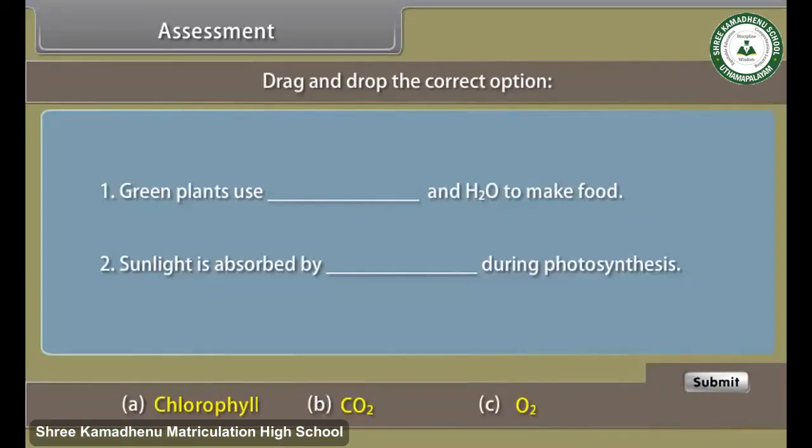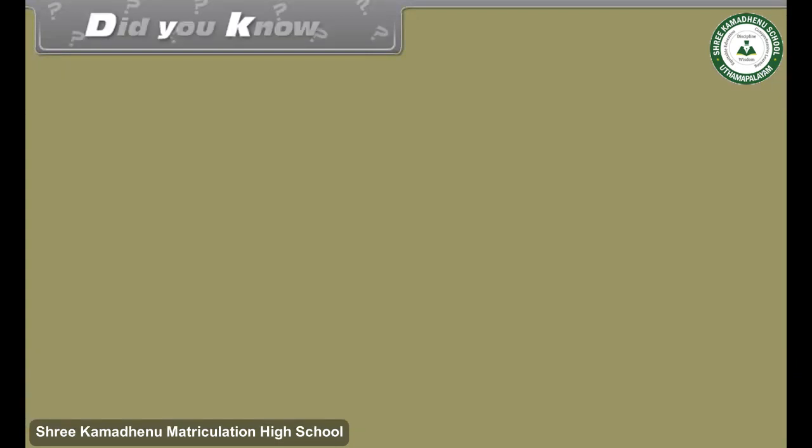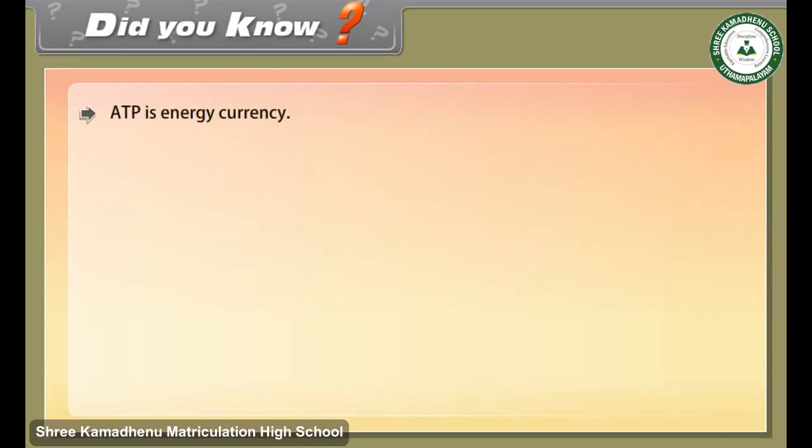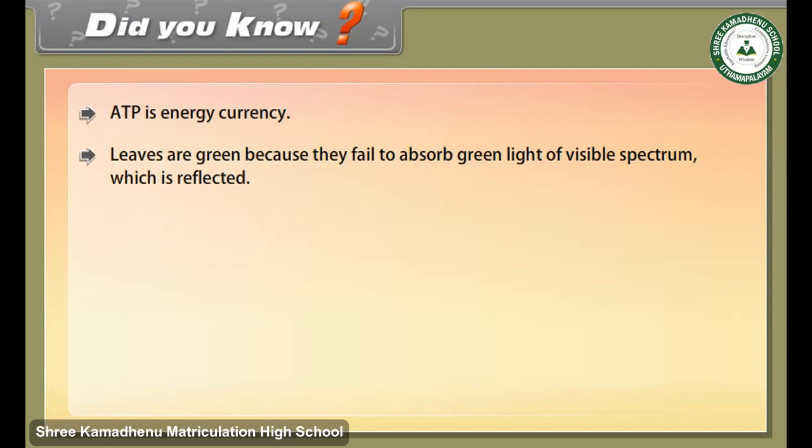Assessment. Before proceeding further, let us know how much you have learned. Drag and drop the correct option. Did you know? ATP is energy currency. Leaves are green because they fail to absorb green light of the visible spectrum, which is reflected. Blue and red light are best for photosynthesis.